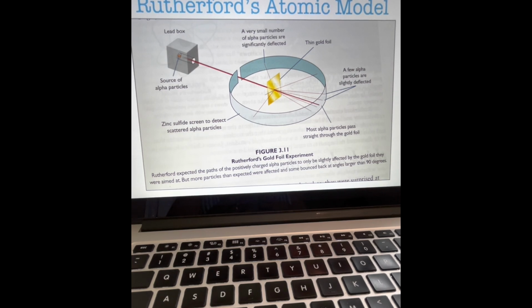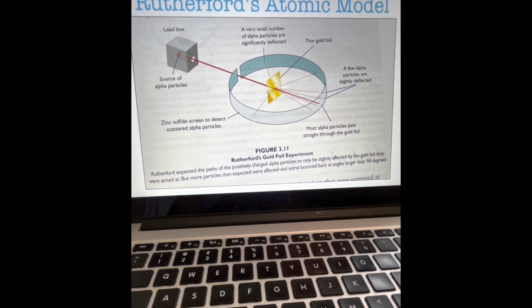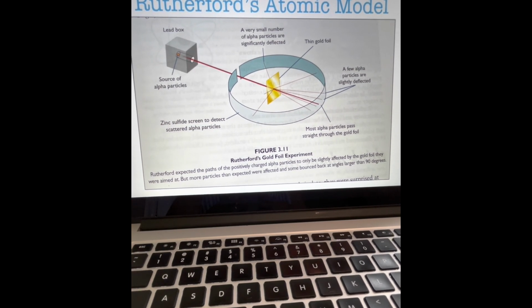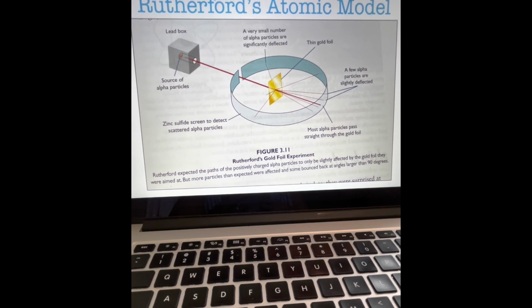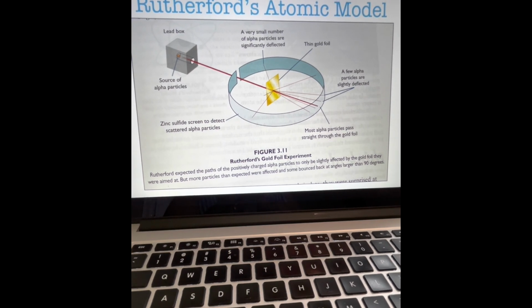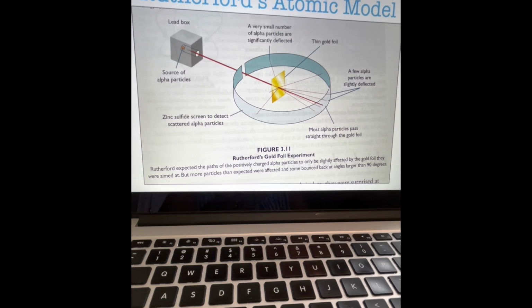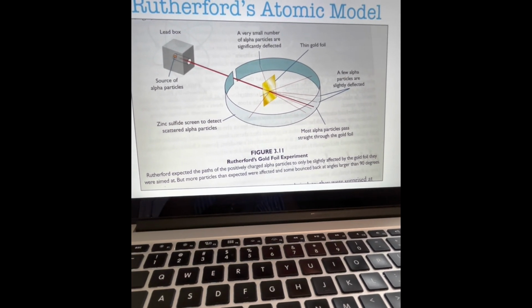Rutherford expected the paths of the positively charged alpha particles to only be slightly affected by the gold foil they were aimed at. But more particles than expected were affected, and some bounced back at angles larger than 90 degrees. So Geiger, Rutherford, and Marsden built this apparatus to test their hypothesis.